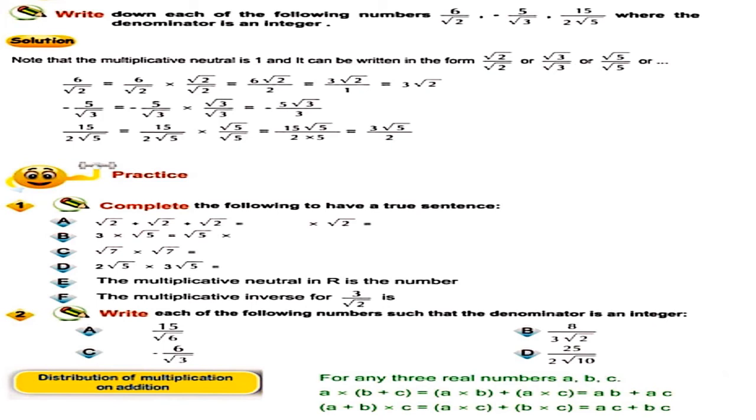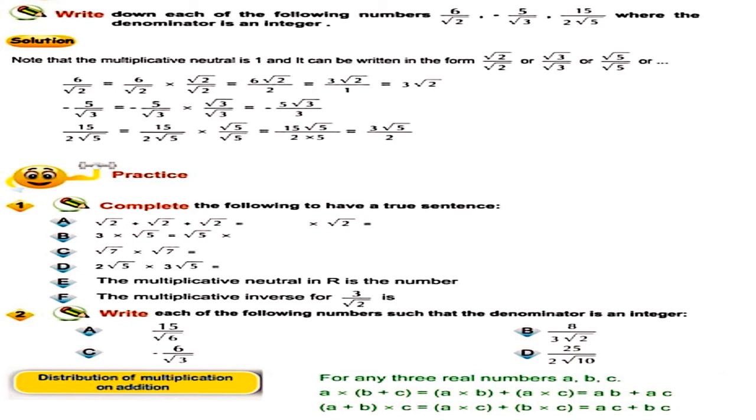Okay. Complete the following to have a true sentence. Square root of 2 plus square root of 2 plus square root of 2 equals 3 times square root of 2. 3 times square root of 5 equals square root of 5 times 3 by using the commutative property. Square root of 7 times square root of 7 equals 7, because root times root, if the numbers are the same, gives me the number under the root. Square root of 7 times square root of 7 will be 7.